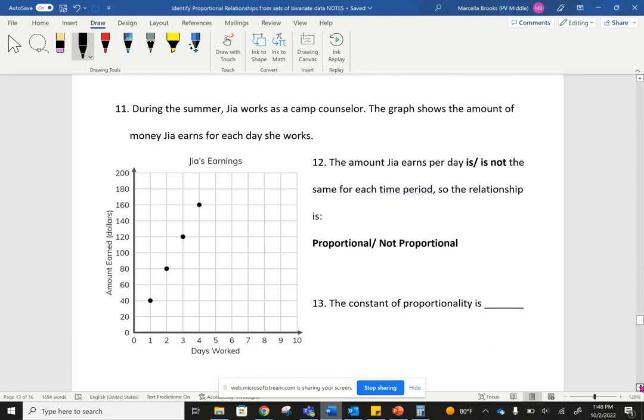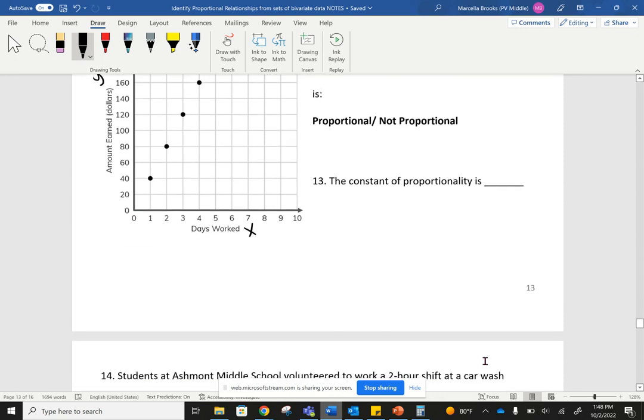Number 11. During the summer, Gia works as a camp counselor. The graph shows the amount of money she earns for each day she works. So you're going to look at that graph. Make sure to mark the y and the x. Look at that graph and tell me, number 12, the amount Gia earns per day is or is not the same for each time period. So the relationship is proportional or not proportional. And then if it is proportional, you're going to tell me the constant of proportionality on number 13.